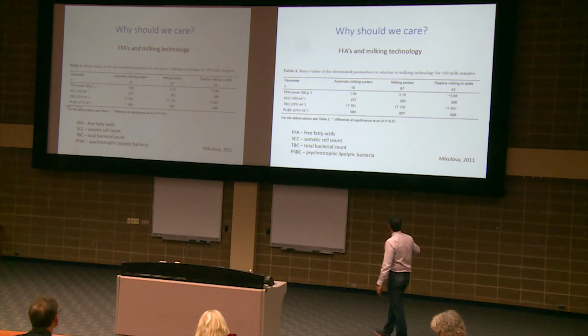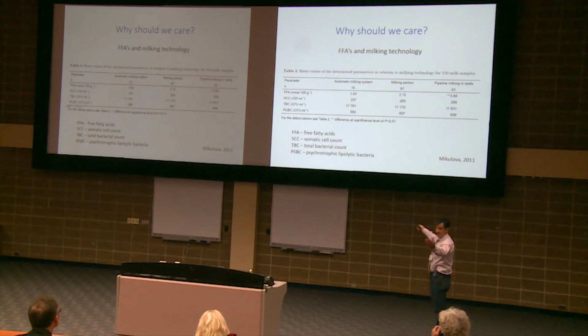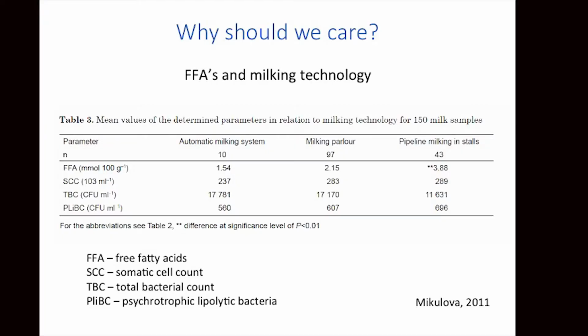This is Mikulova, and she had here, hey, you were just talking about this, the automated milking system, the milking parlor, and pipeline milking in stalls. And at least in her paper, she was showing how the somatic cell count went up this way, going from automatic to milking parlor to pipeline. And the free fatty acids went up quite a bit too, going from automatic from 1.5. However, this lady has millimoles per 100 grams of fat.